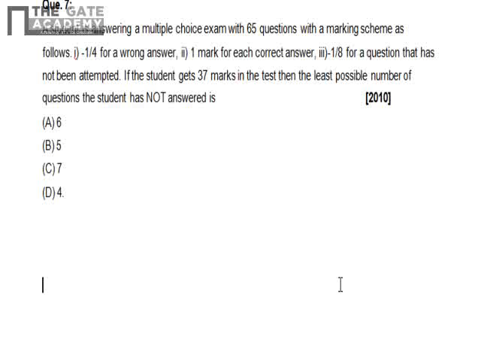Now we'll see the next problem, which was asked in the exam in 2010. A student is answering a multiple choice exam with 65 questions with a marking scheme as follows: 1 for each correct answer, -1/4 for wrong, and -1/8 for a question that has not been attempted. If the student gets 37 marks in the test, then the least possible number of questions the student has not answered is, and the options are 4, 7, 5, 6.